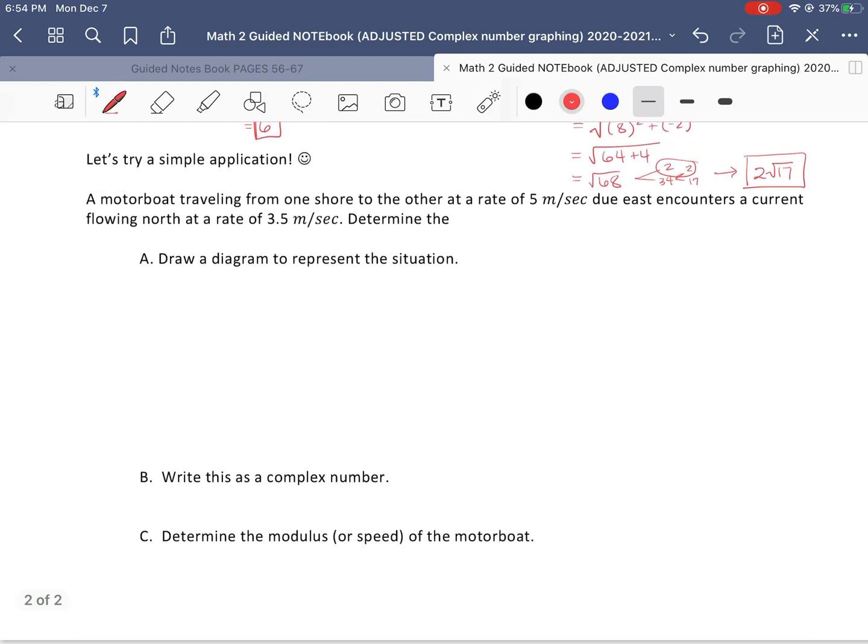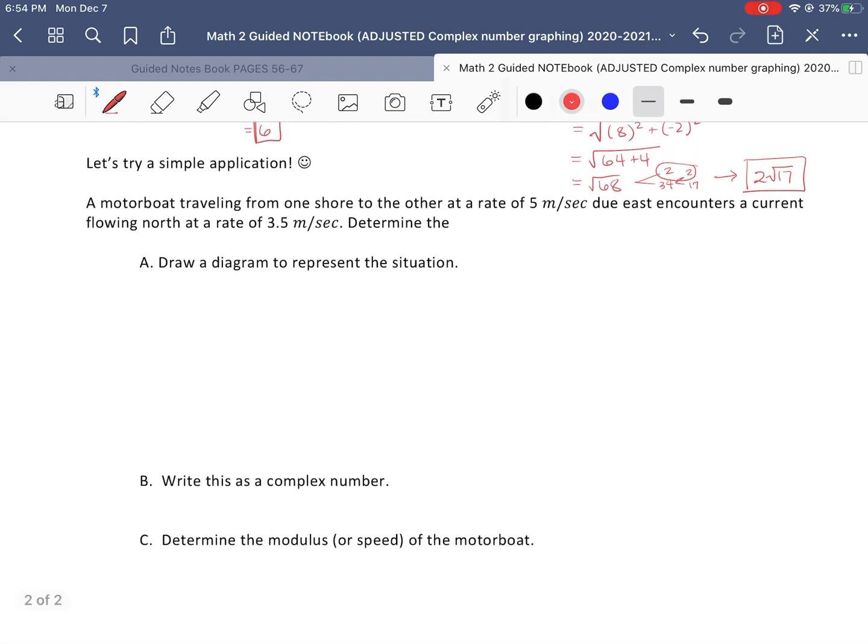Lastly, let's talk about how this could apply to a simple application. Now, there are much more complicated applications we could look at, but this just kind of allows you to relate it a little bit to a directional graph, and specifically to represent speed. So notice here we have a motorboat traveling from one shore to the other at a rate of 5 meters per second due east. It encounters a current flowing north at a rate of 3.5 meters per second.